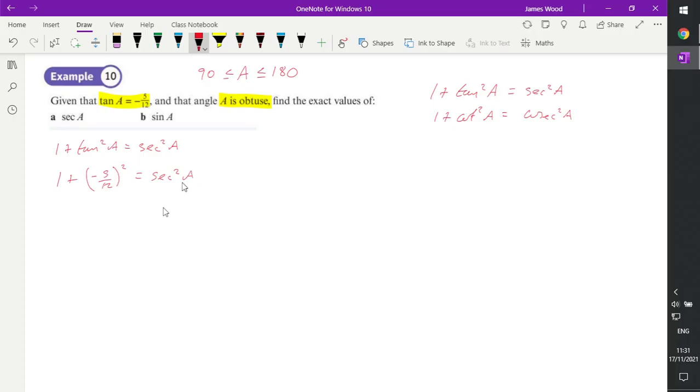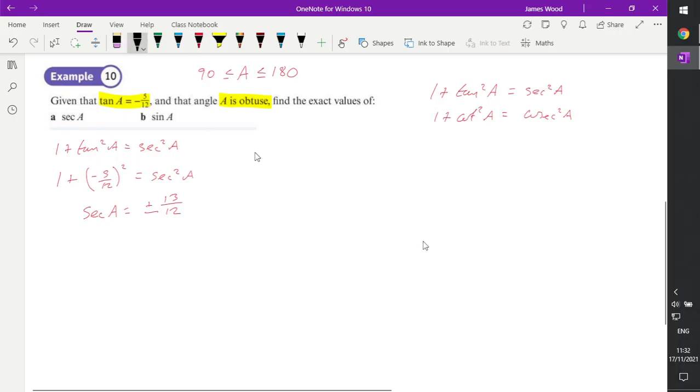So minus 5/12 squared is 25 over 144, plus 1 gives me 169 over 144, and then I need to square root that. So this tells me that sec A is going to become plus or minus 13 over 12. Okay, we don't know which one it is. We've got to decide which one it is now.